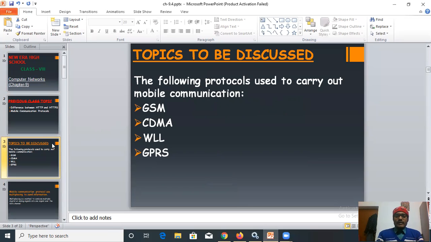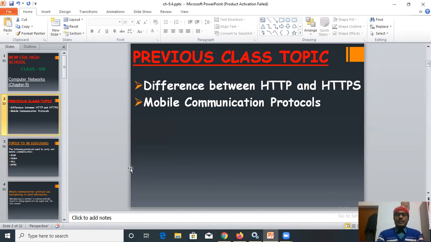But let us have a look at what we have discussed in the previous class. We have discussed hypertext transfer protocol and hypertext transfer protocol secure, HTTP and HTTPS, in the previous class. We have also discussed mobile communication protocols, means some of the rules which have been especially prepared for mobile communication systems. Okay, and today we will discuss those protocols which are used in mobile communication.